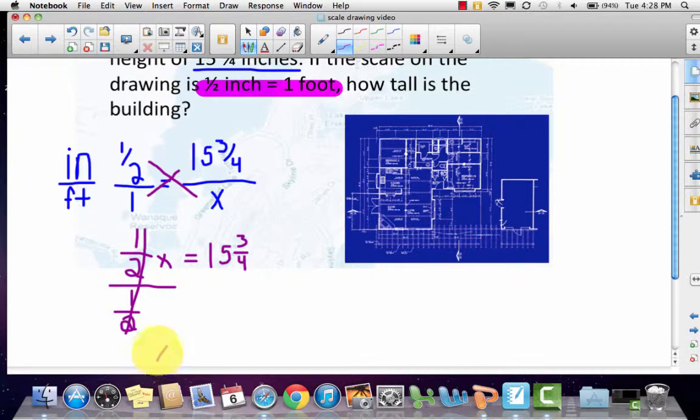And since it is an equation, whatever I do on the left, I have to also do on the right, so I'm going to divide this other side by 1/2 as well. And when I complete my division, I end up finding out that the building has an actual measurement of 31.5 feet. And just make sure that you always label your answer with the correct unit of measure.